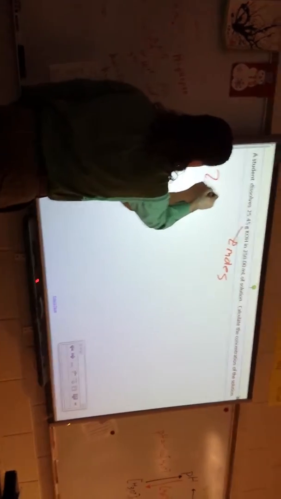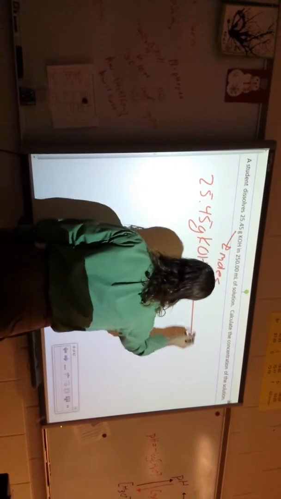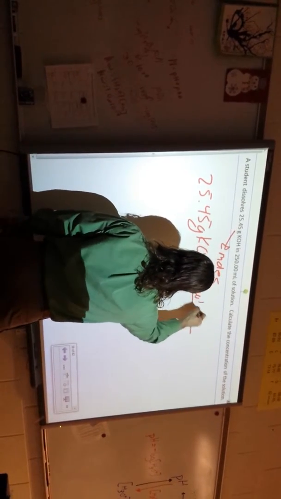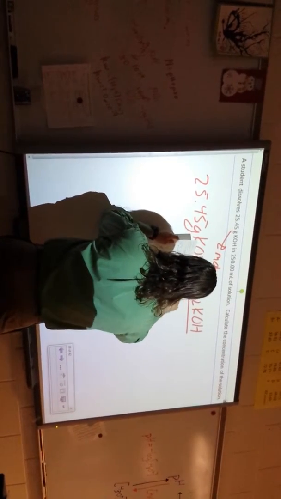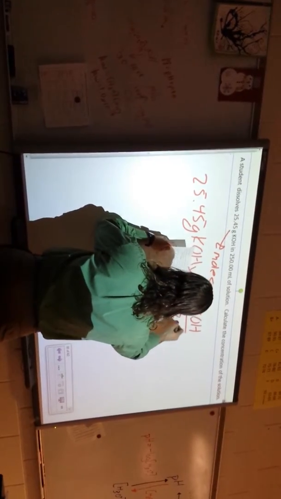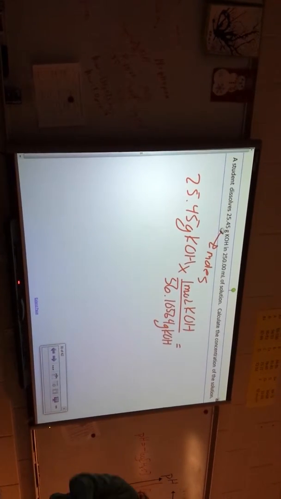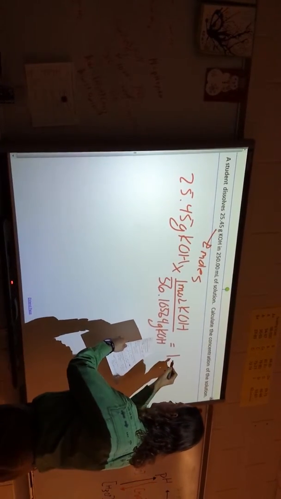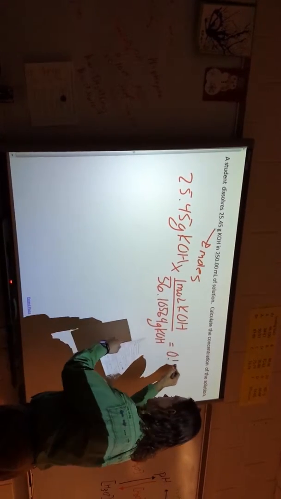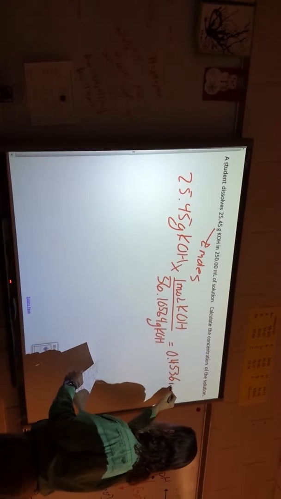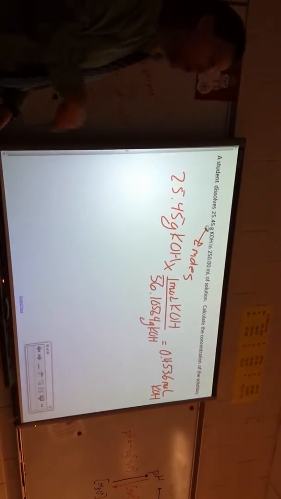So we're going to take the 25.45 grams of KOH and we're going to convert it to moles. So I have 1 mole of KOH on the top, and I calculated the molar mass of KOH to be 56.10564 grams of KOH on the bottom. When you calculate that out, you get a value of 0.4536 moles of KOH. So the first thing we did is we calculated moles of KOH.